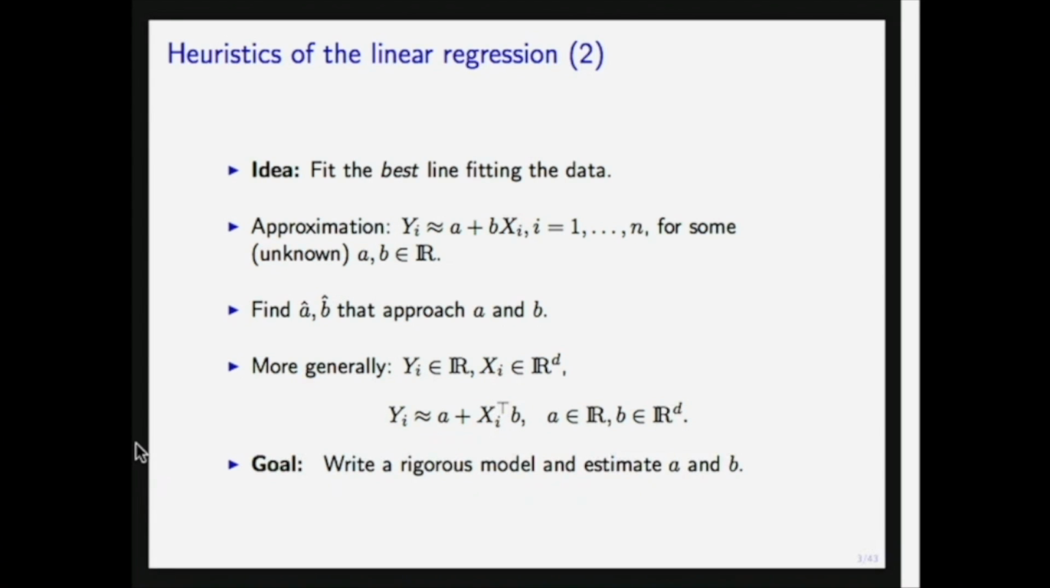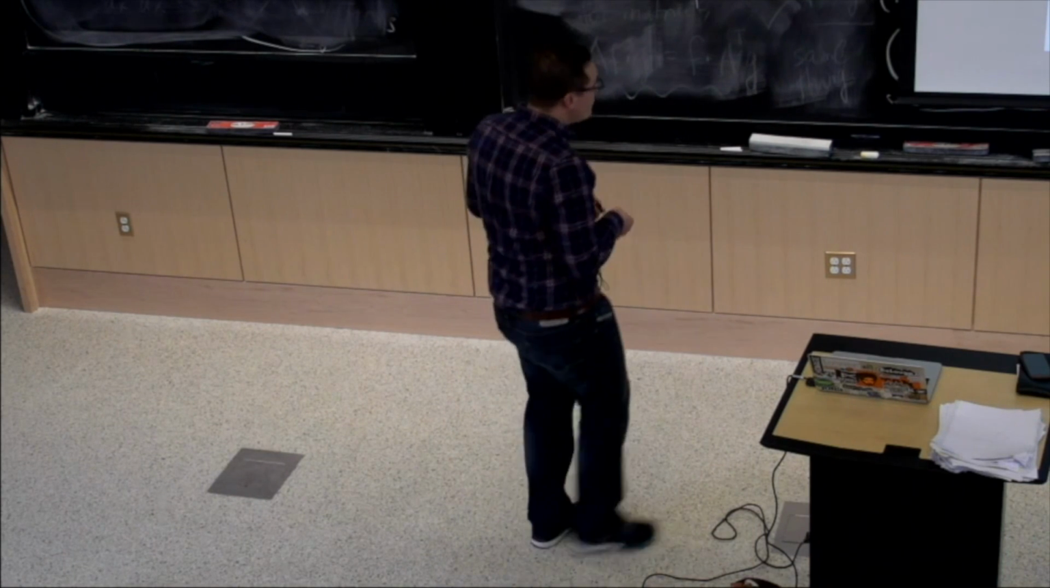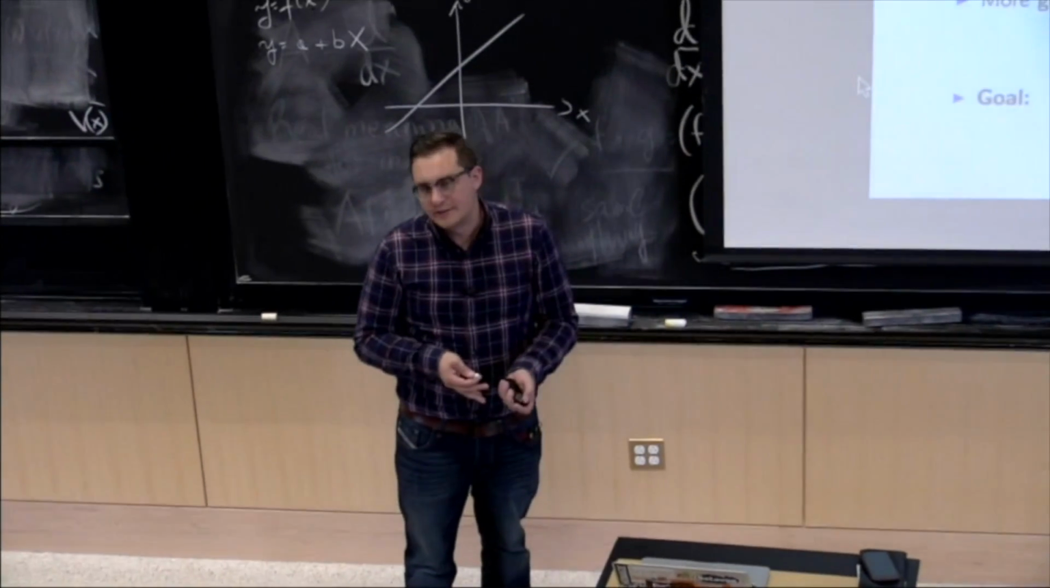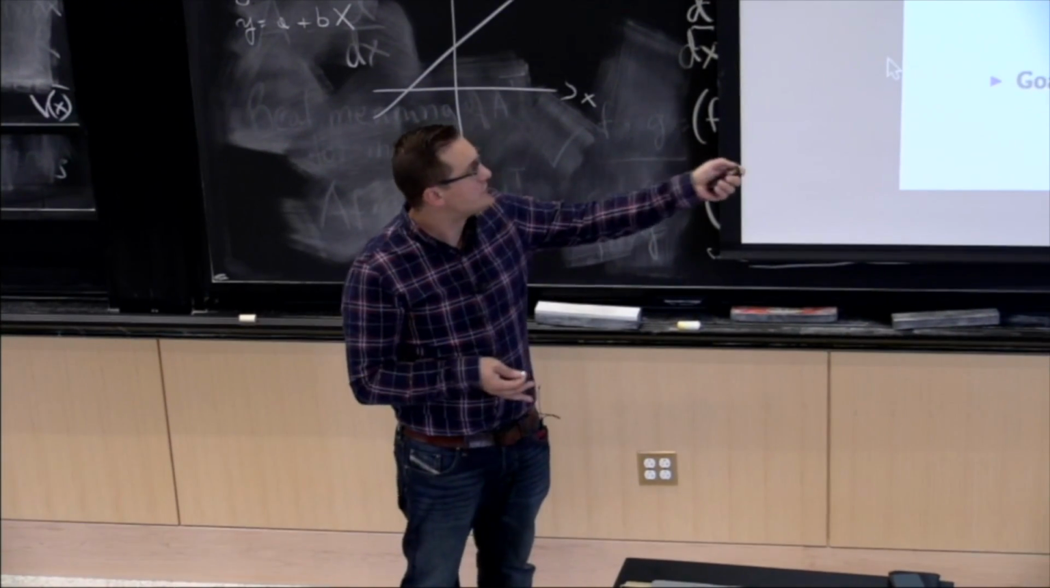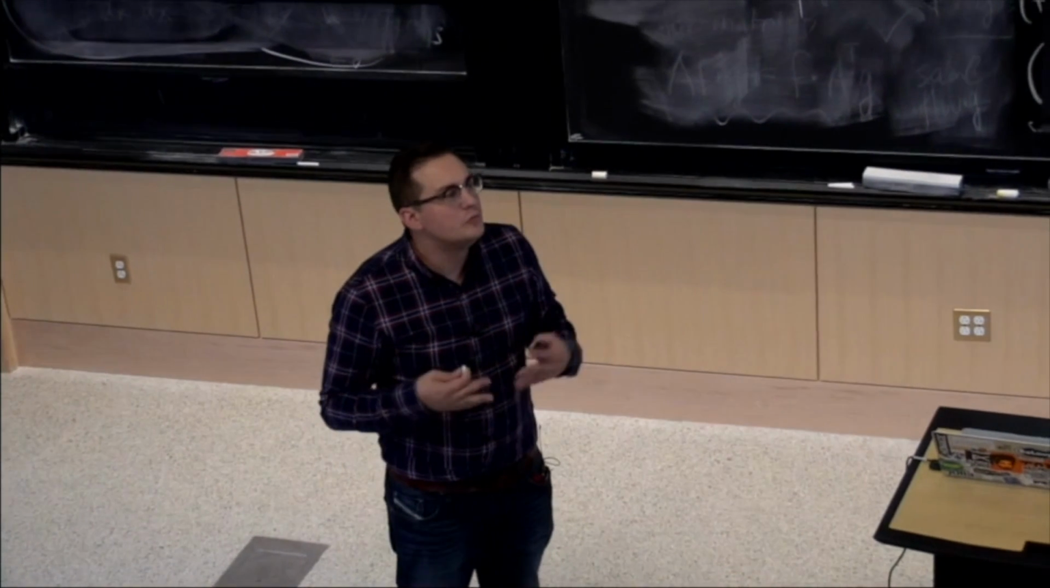And given data, the goal is going to be to try to find the best possible line. All right? So what we're going to find is not exactly a and b, the ones that actually generate the data, but some estimators of those parameters, a hat and b hat, constructed from the data. All right, so we'll see that more generally.